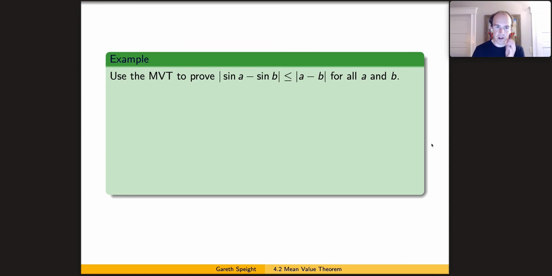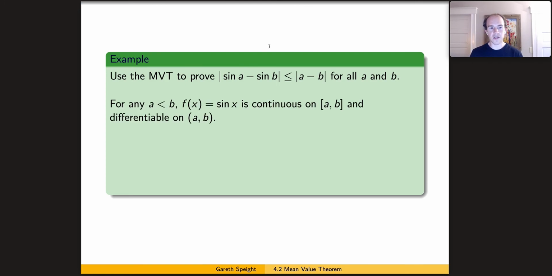And here's one more example. Let's use the mean value theorem to prove that the absolute value of sine A minus sine B is less than or equal to the absolute value of A minus B for all A and all B. So we have a function sine x, but we weren't told anything about the derivative. But we already know a bit about it: the derivative of sine x is cosine x, and cosine x is always between -1 and 1. So we know something about the derivative of sine for every x.